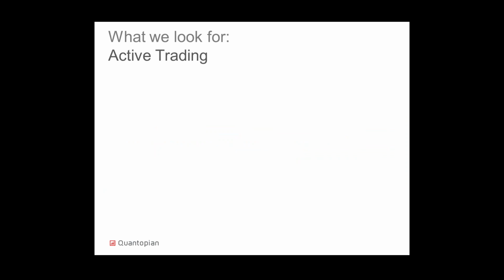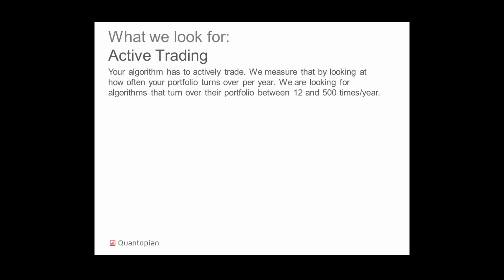All right, so the next thing that we look for is strategies that are trading actively. This means a lot of different things to different people in the asset management space. So when you see active trading, if you're thinking something like HFT, that's not within the purview of what you can build on Quantopian or what we're looking for.